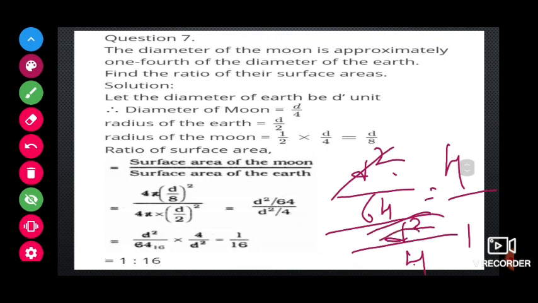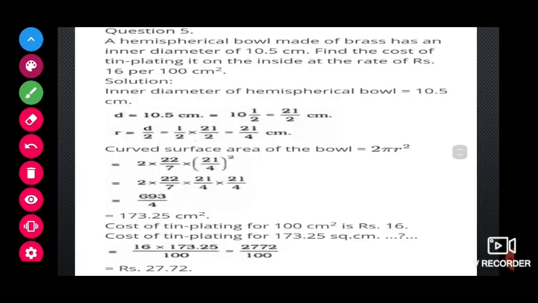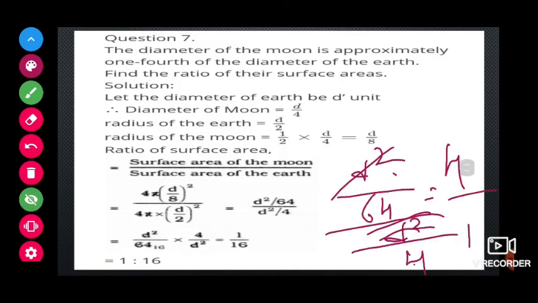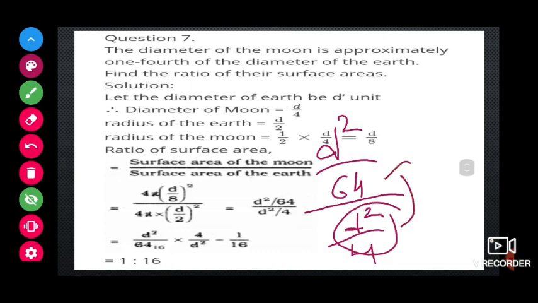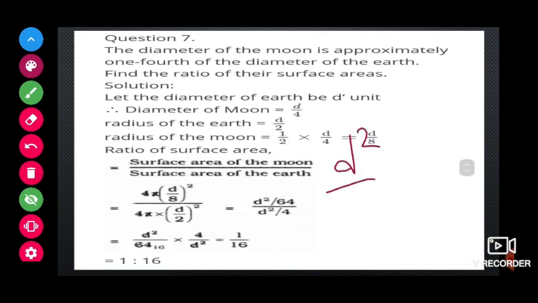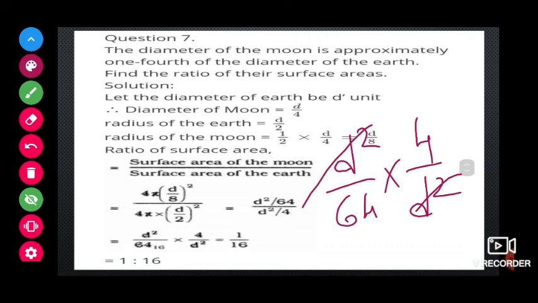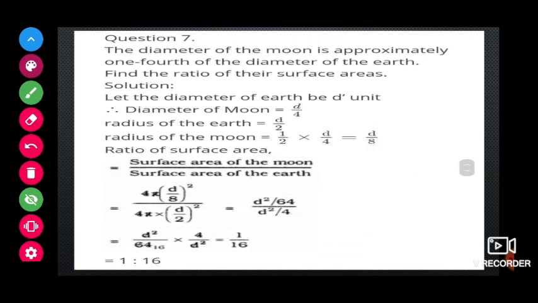One minute, I will explain clearly. d square by 64 by d square by 4. If this fraction goes up, we will get a reciprocal. So we will get d square by 64 into 4 by d square. This d square will get cancelled. 4 ones are 4, 16s. So the moon to earth ratio will be 1:16.